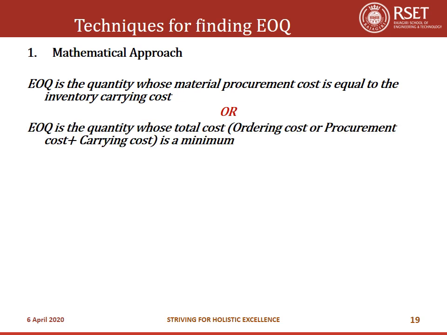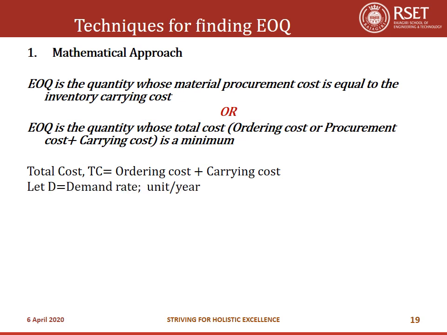Or there is another definition. EOQ is the quantity whose total cost, that is the ordering cost or procuring cost plus the carrying cost, is a minimum. That is, you want the minimum cost when you're talking about economic order quantity. Now, we know that total cost is ordering cost plus carrying cost. Let D be the demand rate, that is the number of units that are getting sold every year.